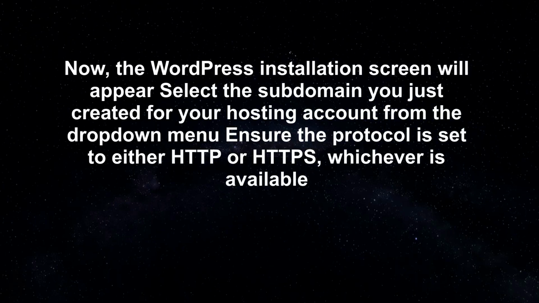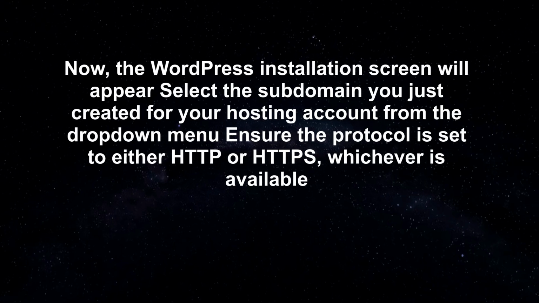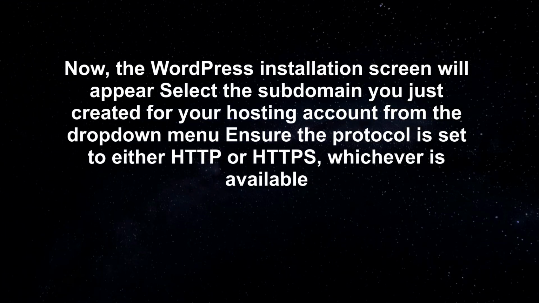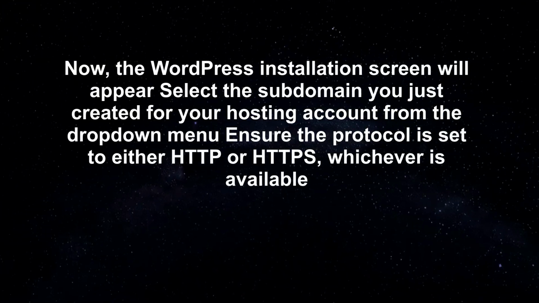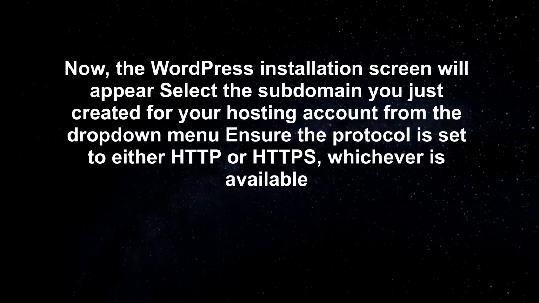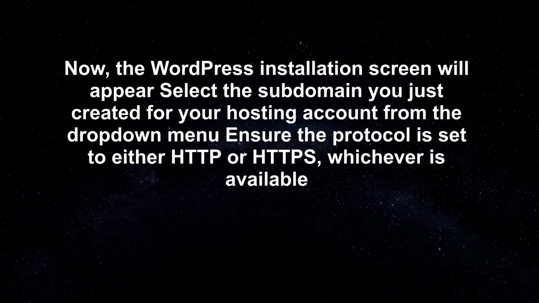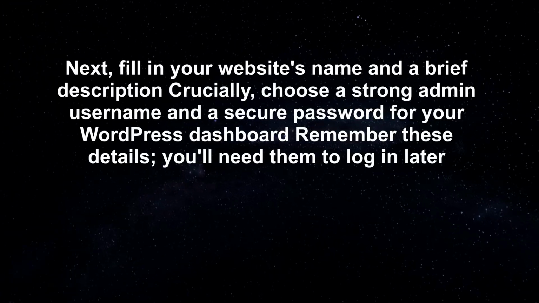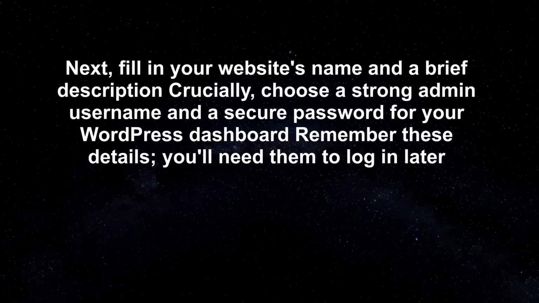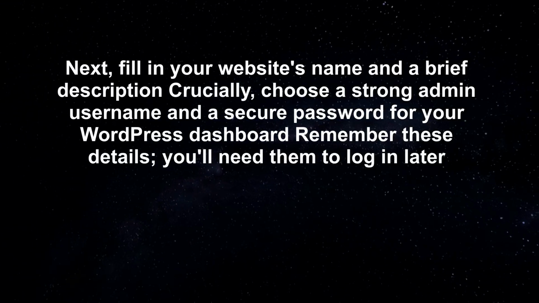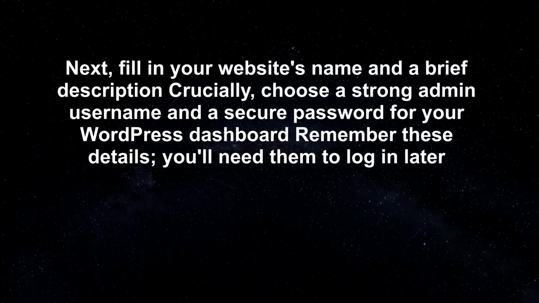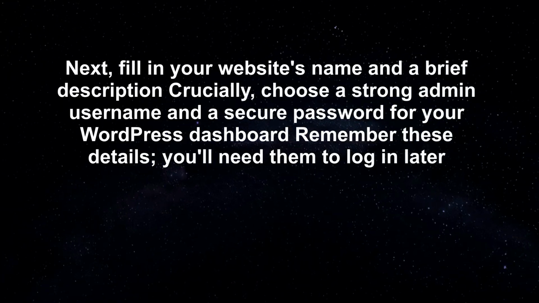Now, the WordPress installation screen will appear. Select the subdomain you just created for your hosting account from the drop-down menu. Ensure the protocol is set to either HTTP or HTTPS, whichever is available. Next, fill in your website's name and a brief description. Crucially, choose a strong admin username and a secure password for your WordPress dashboard. Remember these details. You'll need them to log in later.